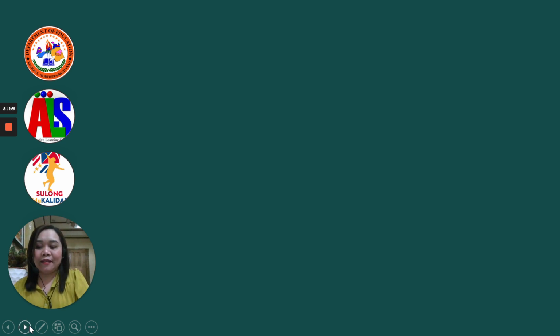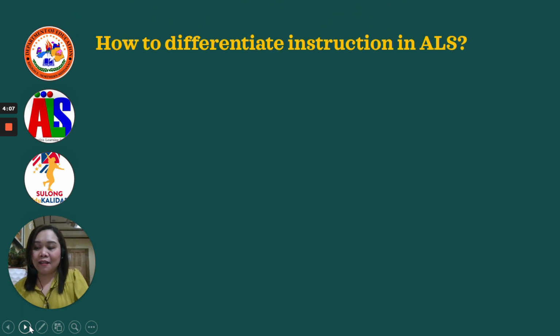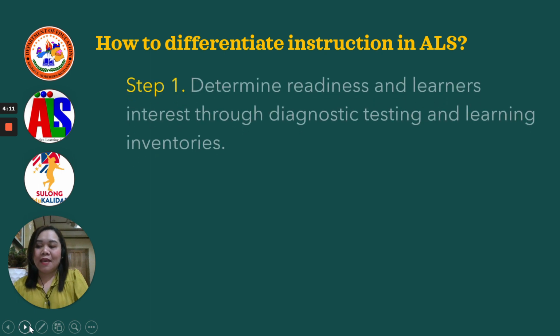Now that we have identified the top 3 reasons why we should do differentiation in ALS, it's time to ask, how to differentiate instruction in ALS? I trimmed down the steps into just 3. Step 1. Determine readiness and learners' interest through diagnostic testing and learning inventories. This is where our ALS Assessment Tools will be utilized.